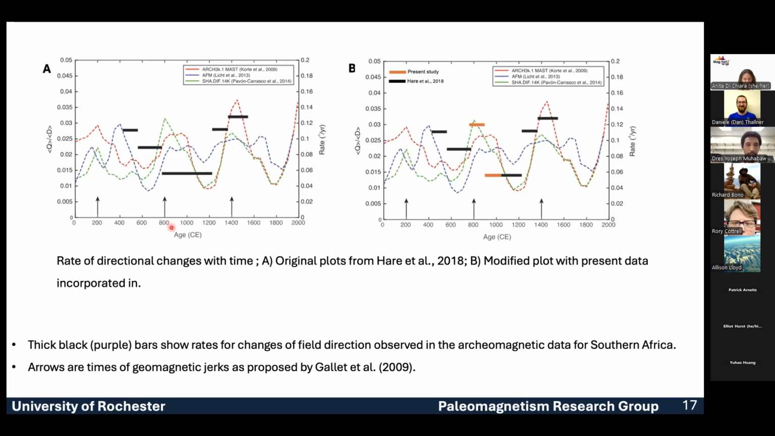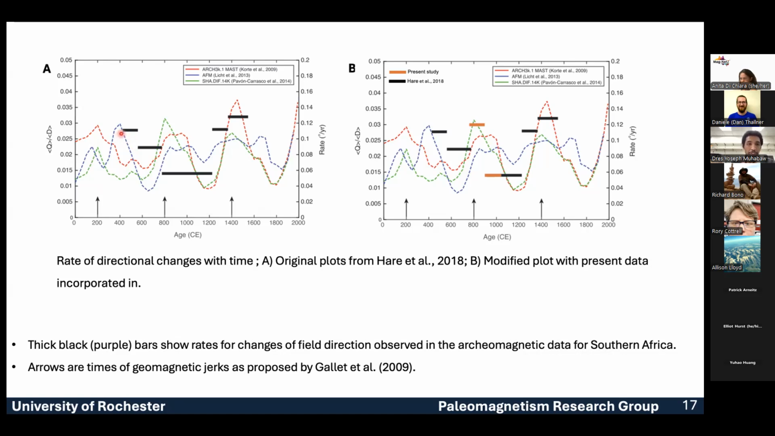This is the time versus rates of change of the Earth's magnetic field direction. The bar shows the time span, the age, and the rate. This arrow shows a magnetic jerk, which is the sharp decline of the Earth's magnetic field intensity. And we see if this jerk is aligned with the rate of direction change that we identified.